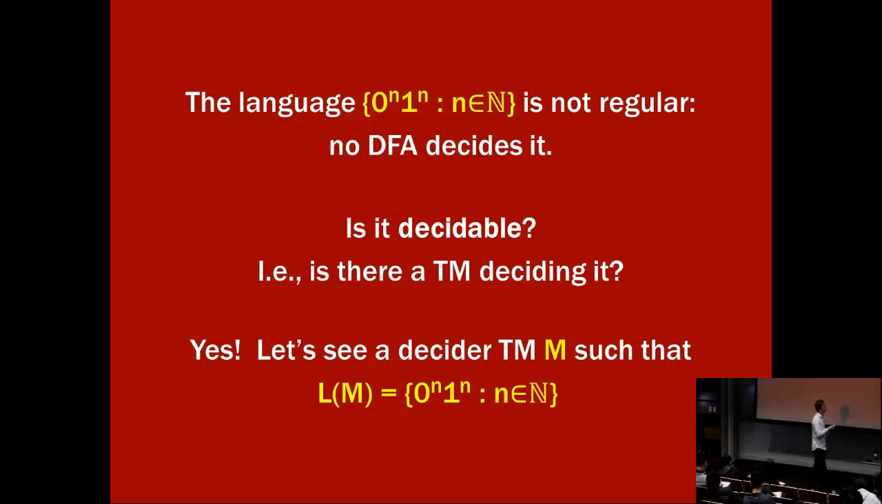So we saw this language back when we were talking about DFAs and regular languages, 0 to the n, 1 to the n, which was not regular. No DFA can decide this language. And what I'd like to show you now is that it is decidable. It is computable. There is a TM that decides it. And it's going to be quite like that idea of checking for a 0 at the beginning, a 1 at the end, then moving inside, checking for 0, 1, moving inside, checking for 0, 1, etc.